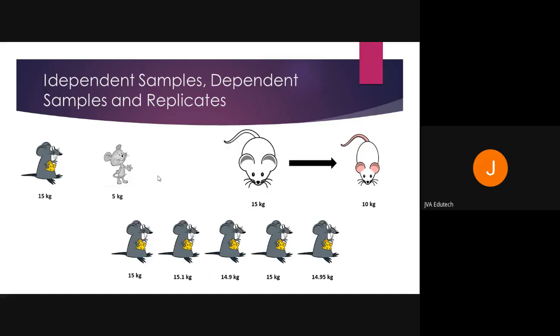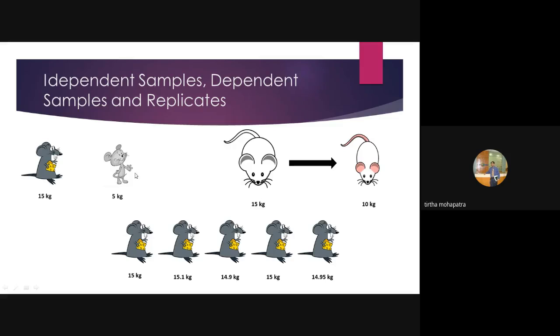This is the example of rats that I have given, dependent and independent. Again, let me make it clear to you. In this case, I have two rats. One is fed on cheese and got a weight of 15 kg. Another was given the normal diet. It got a weight of 5 kg. So their characteristics have differed. This is the case of independence.